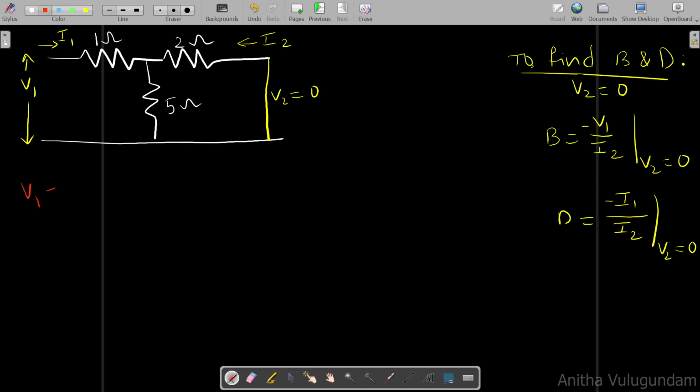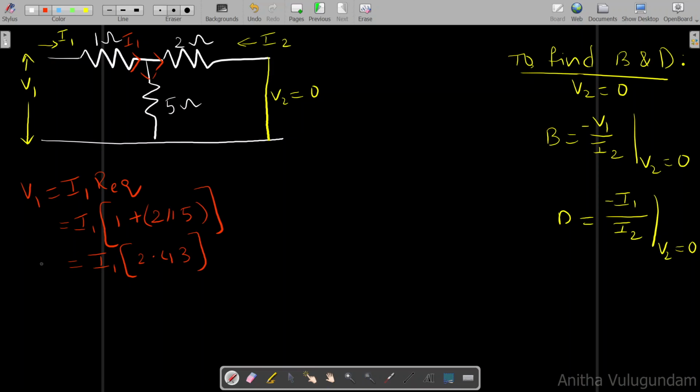I'll start writing V1 equal to I1 into R equivalent. And you can see the current I1 is flowing here, it gets divided here and here. So 2 ohm and 5 ohm resistances are in parallel, which is in series with 1. So I can write R equivalent equal to 2 parallel to 5 plus 1. If I calculate the value, I'll get this as 2.43. V1 equal to I1 into R equivalent. I can substitute it over here.